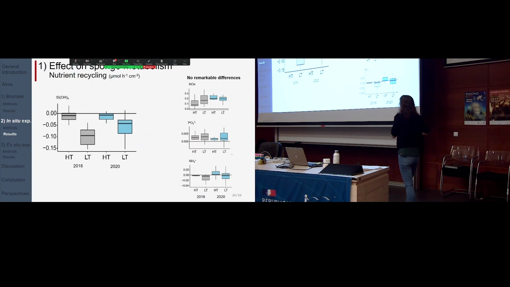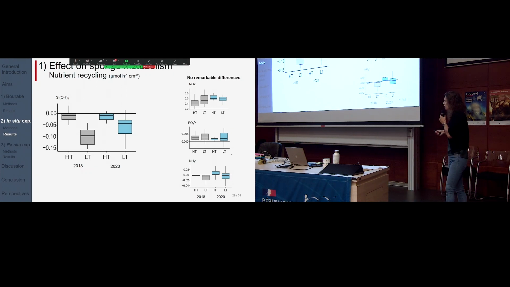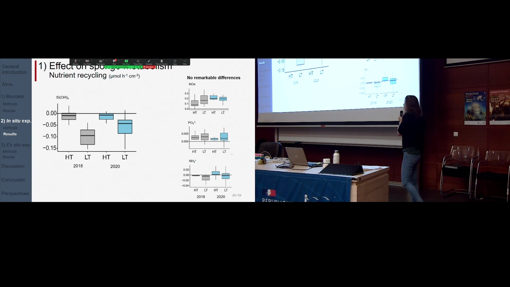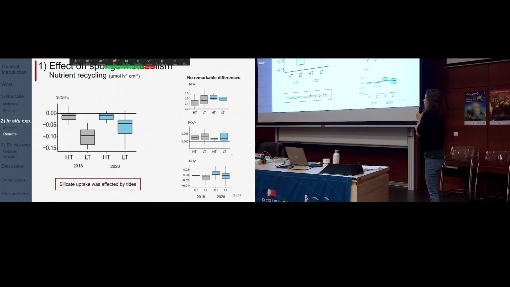With regard to nutrients, I did not find significant differences between years, and the only nutrient that shows remarkable differences between the tides is silicate, which was more consumed during the low tide in both 2018 and 2020 compared to the high tide. The other nutrients did not show remarkable trends between tides. So the silicate cycle was affected by the tide.